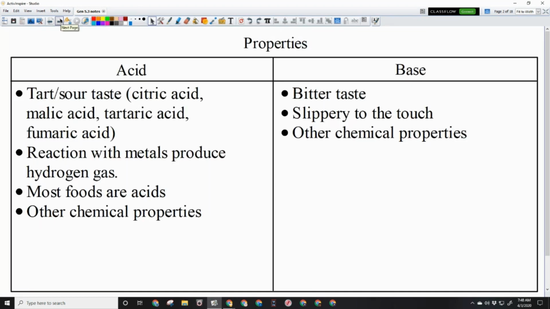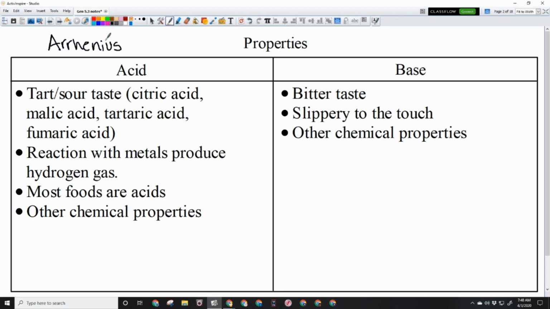All right, so we're going to start off talking about the properties of solutions. We're going to talk about acids and bases in particular. And there's two types of acids and bases that we're going to be talking about. We're going to concentrate most of our time on Arrhenius acids and bases. Acids and bases have different properties, and I've listed them out here, so go ahead and pause the video and then copy these down and you can restart.